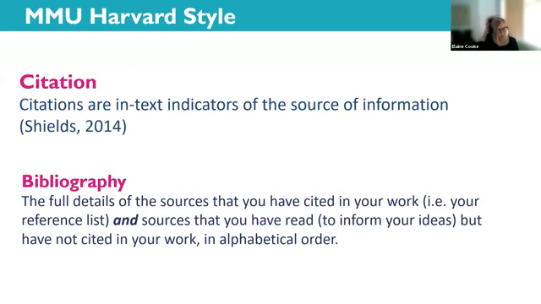So a citation is an in-text indicator of the source of the information. Here, for example, Shields and the date that the book or the article was published, 2014, in brackets. And the bibliography is the full details of the sources that you've cited in your work, i.e. your reference list, and sources that you have read to inform your ideas but have not cited in your work, in alphabetical order. So this is the list of references or the bibliography at the end of your assignment or dissertation.